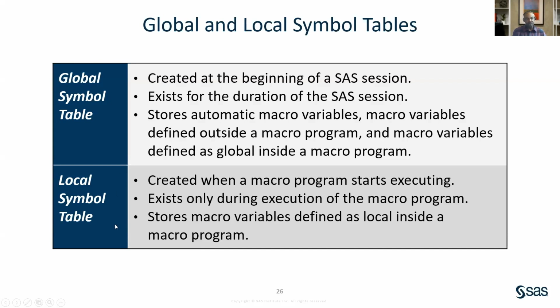So what about the rule for the local symbol table? The local symbol table is only created when you have a macro program that starts executing. And that local symbol table is only good while that macro program is executing. After it's finished executing, gone. That table is gone. So what can you put in there? It can store macro variables defined as local inside of the macro program. So there's a statement called %LOCAL. And whenever you have macro parameters, they are automatically placed in the local table.